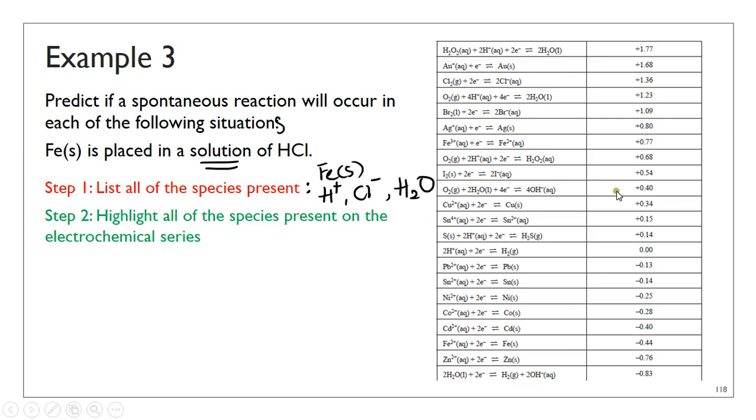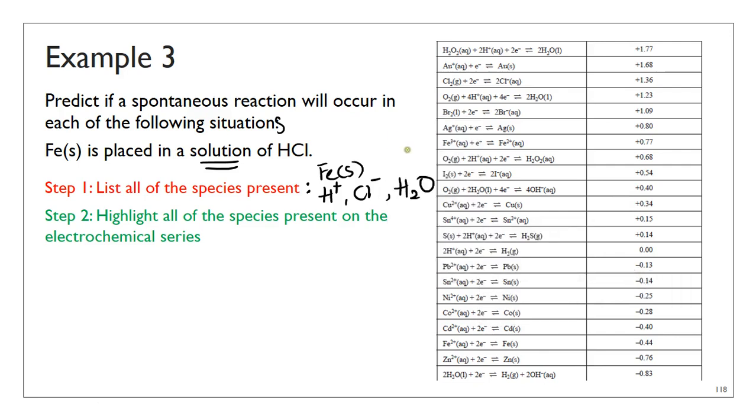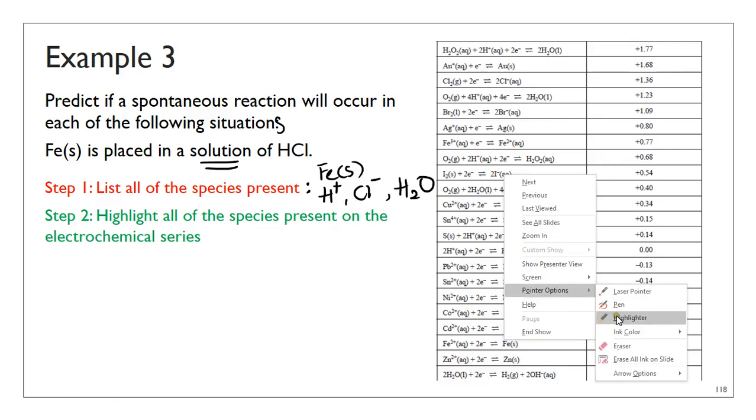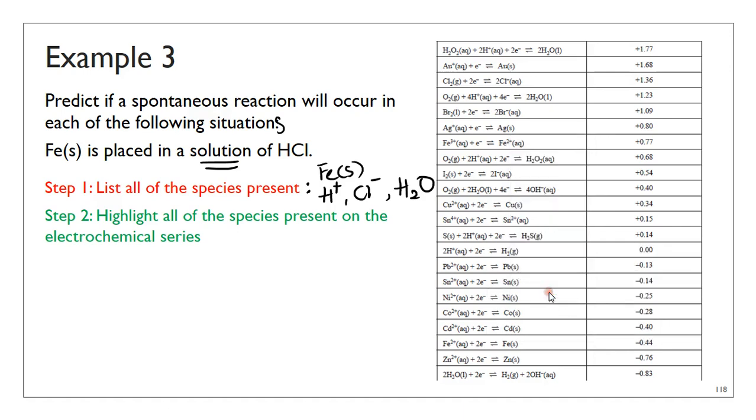All right, step two, highlight all of the species present on the electrochemical series. So I'm going to do my highlighting again. So we have Fe, and the key is you want to make sure that you highlight just the species and not the entire half equation. So I need to actually change the highlight first. Okay, so we have Fe present, so that's Fe. And then we have H+, which is here. Cl- is up here. And I'm going to highlight every single H2O that I can find.